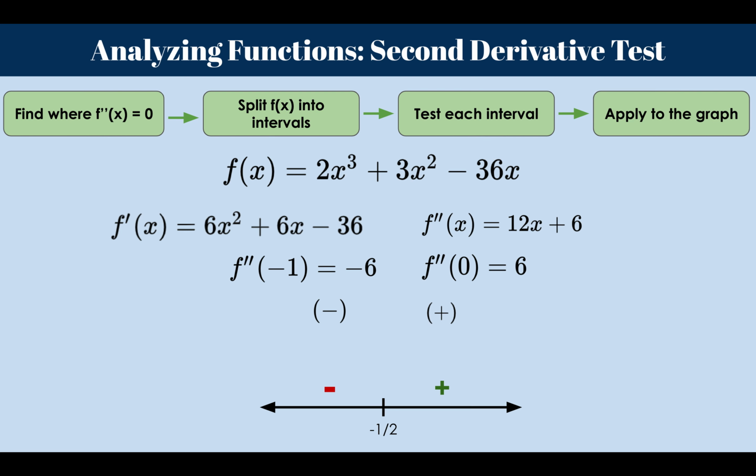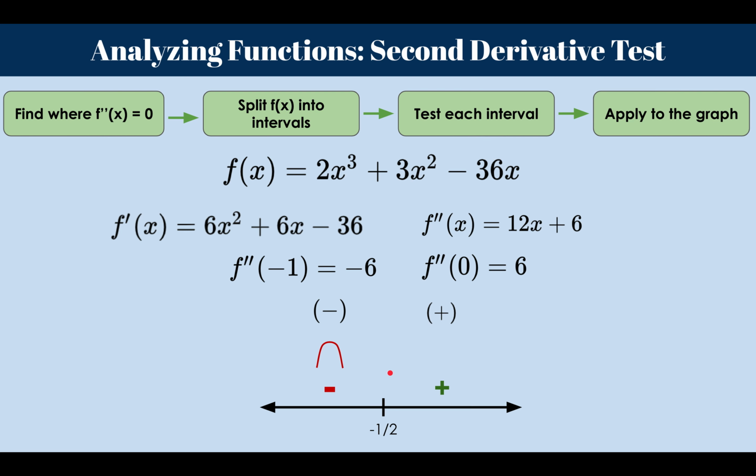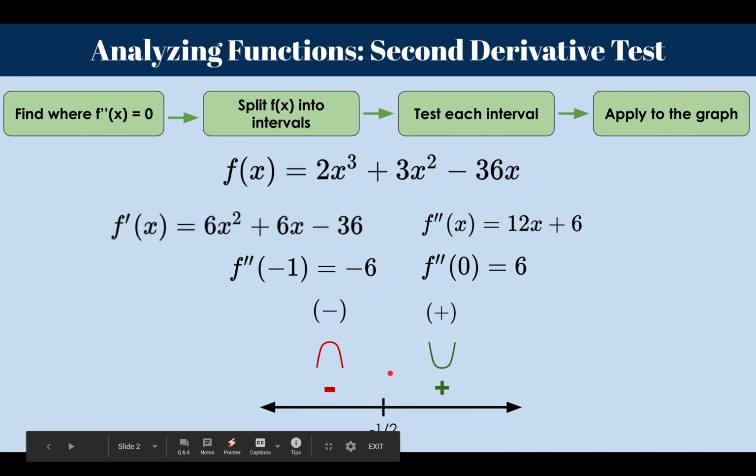Now we can see what this means for the actual graph. If the second derivative is negative, the function has a concave down shape. So it looks like a part of a downward facing parabola. And for every point where x is greater than negative 1/2, it's concave up, meaning it looks like a part of the upward facing parabola.